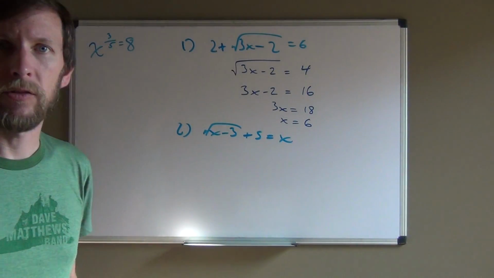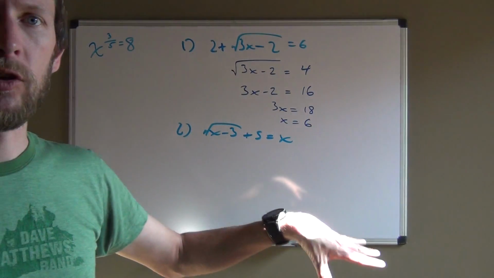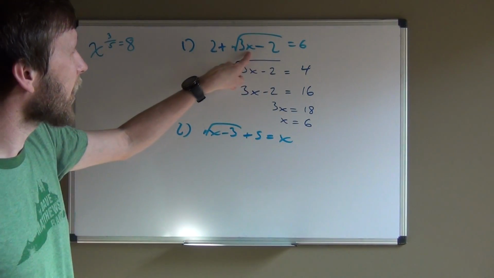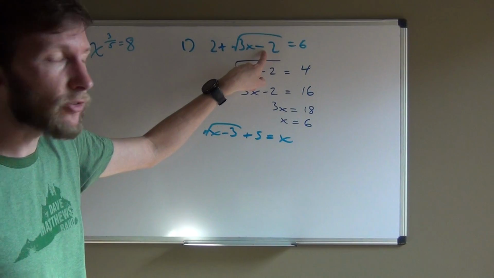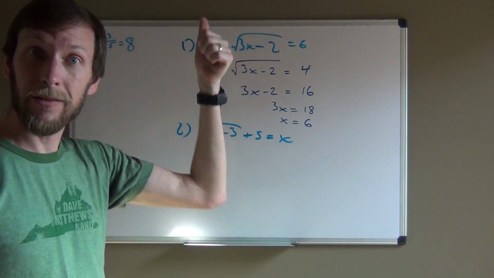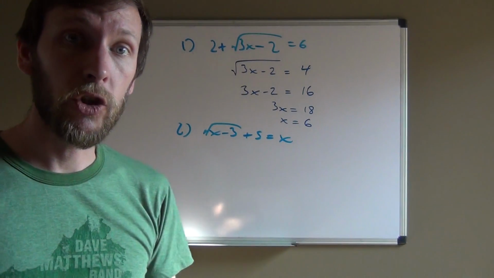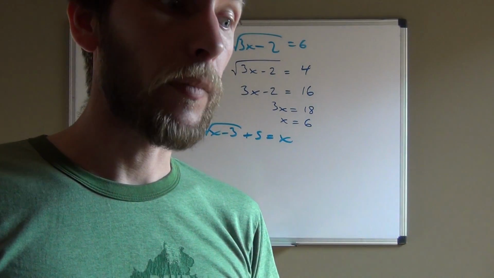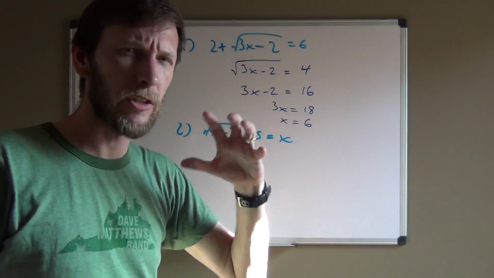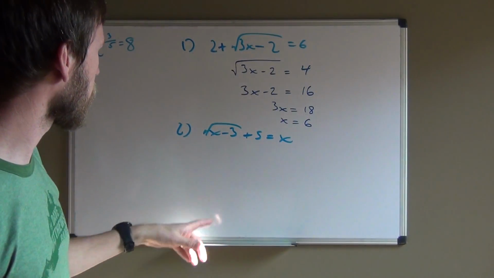Whenever we get an answer, no matter how easy we feel like the equation was to do, we should check our answer, all right? When I plug in 6, 3 times 6 makes 18. 18 minus 2 is 16. The square root is 4, plus 2 makes 6. It checks out. So we always want to make sure that we are doing that algebra not only correctly, but then checking our answer. It just helps make sure that we're doing things correctly.